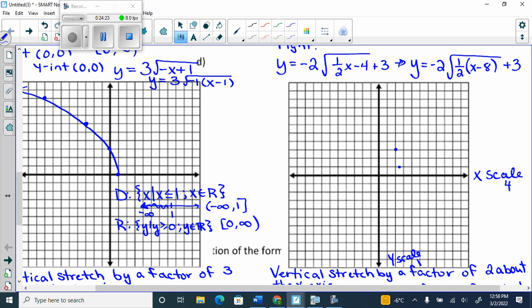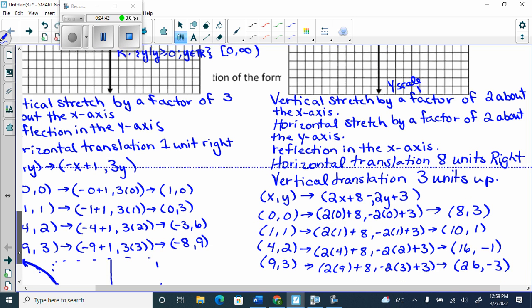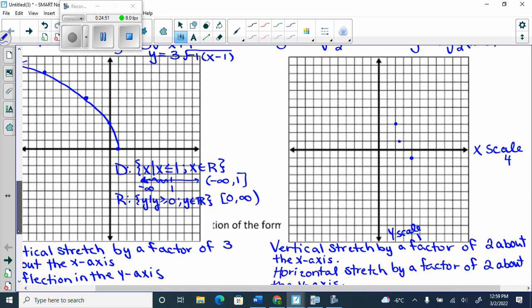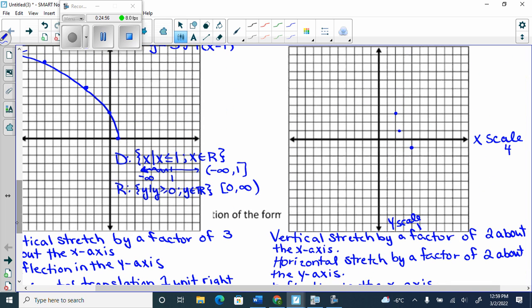Wait, it's going downwards. What's up? You're 8 and 3, it's 8 and 2. Or no. That's 8 and 3. I'm wrong often, but not this time, so we'll move on. Okay, 10, 1, 16 and negative 1. 26 and negative 3.